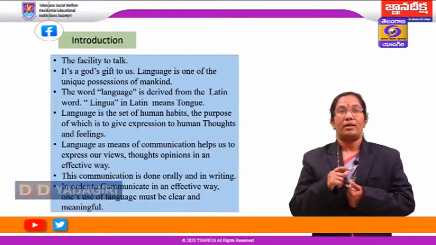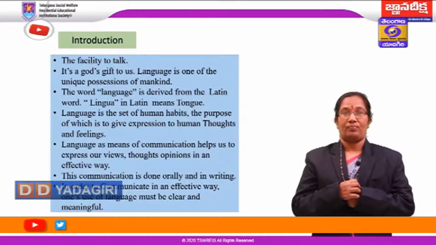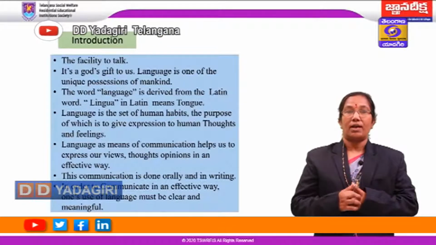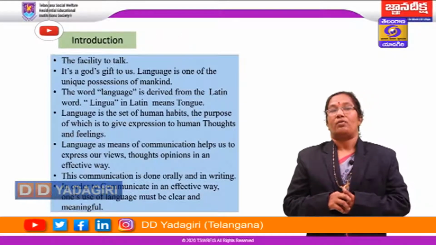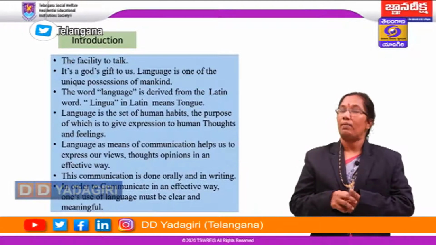This communication is done orally and in writing. In order to communicate in an effective way, we use language. It must be clear and meaningful.